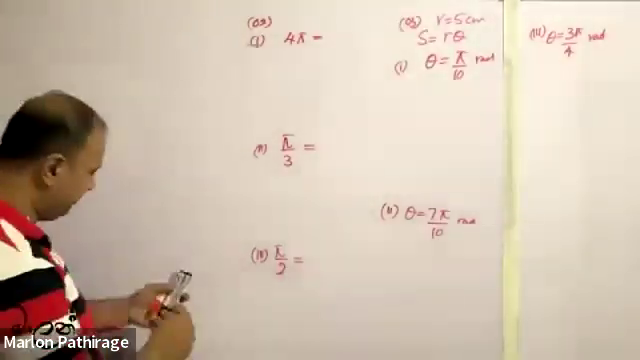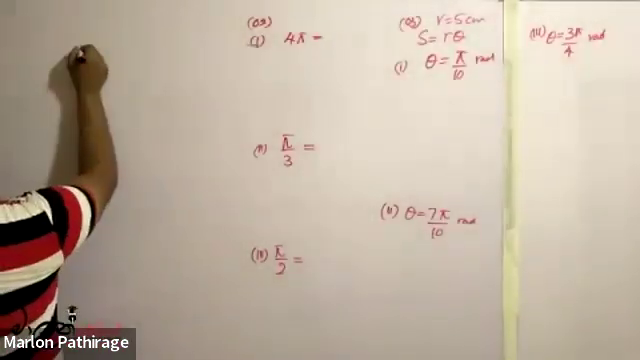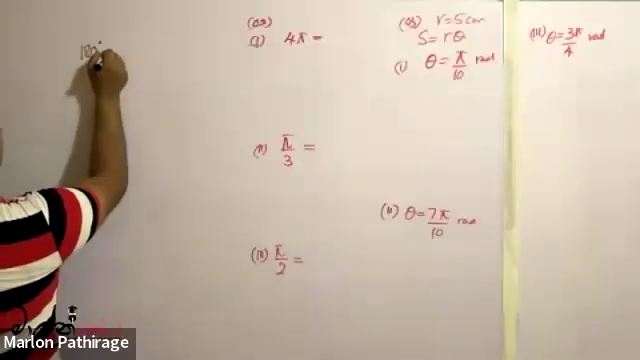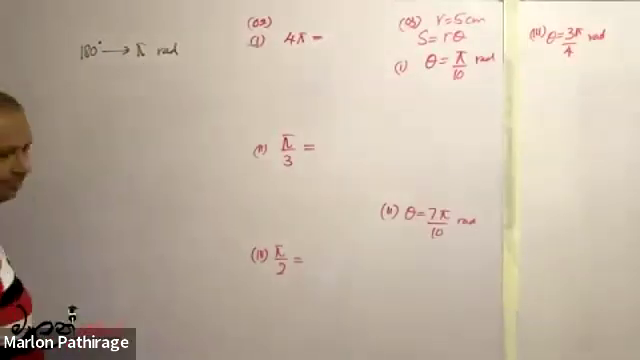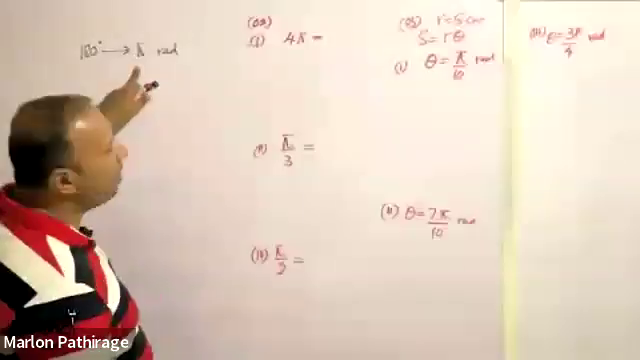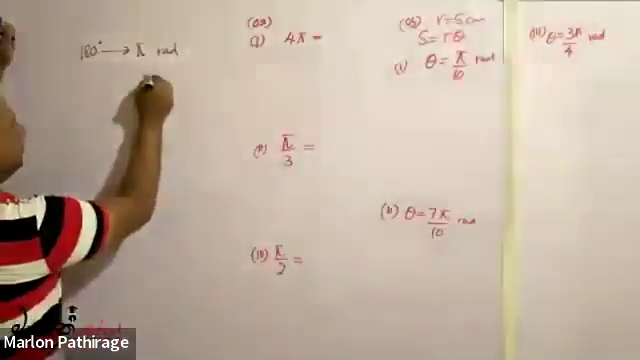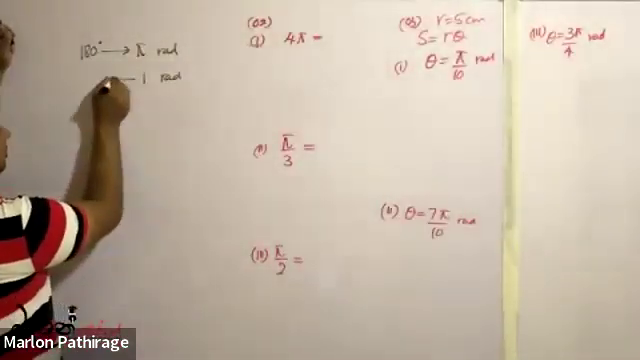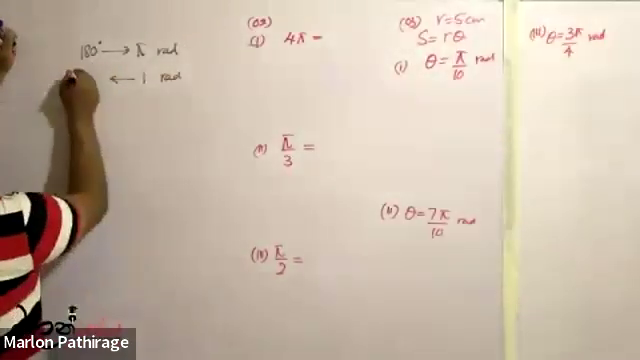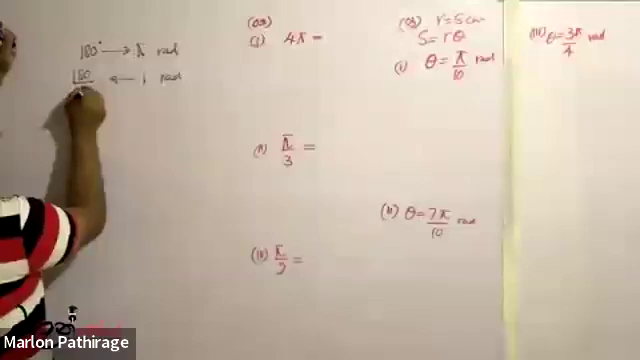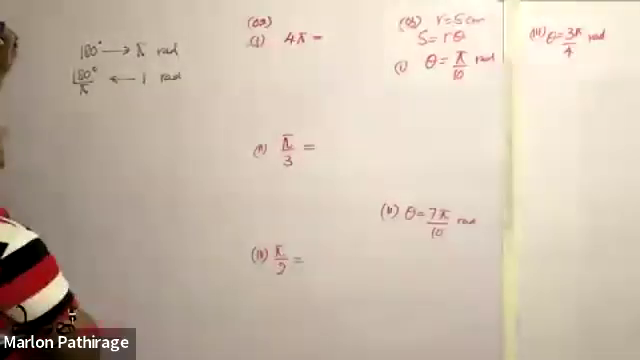Then again, look at this one. You know 180 degrees equal 5 radian. Therefore, 1 radian is equal to, you have to divide both sides by 5, 180 over 5 degree.